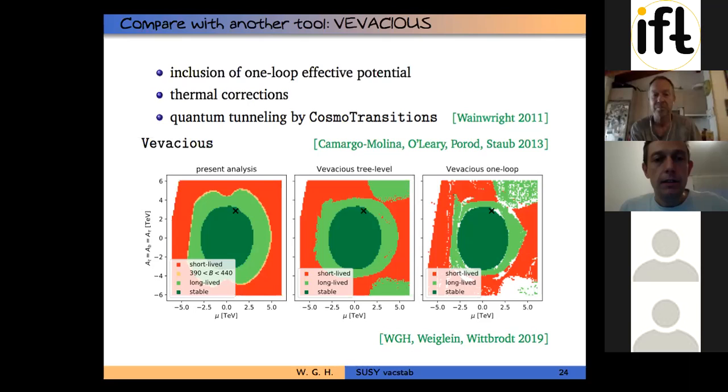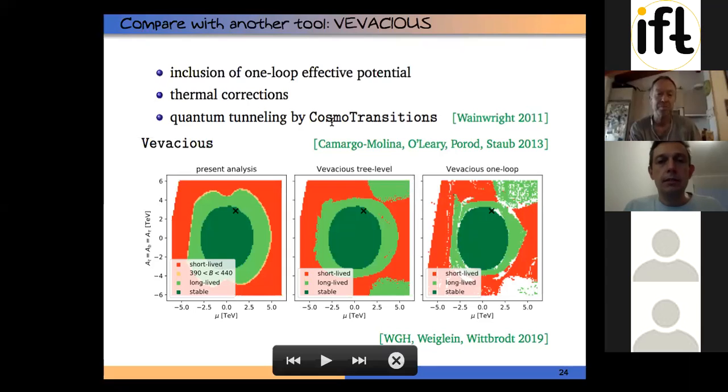So now why am I talking the whole time about a new computer tool? Also, there is already one on the market called Vevacious that does exactly this. And Vevacious uses for the estimate for this quantum tunneling another code called CosmoTransitions. This has the advantage that it doesn't use the straight line approximation from the electroweak minimum to the new minimum you want to tunnel, but it does some path deformation, and it also includes some thermal corrections that are important when you want to use the one loop results.